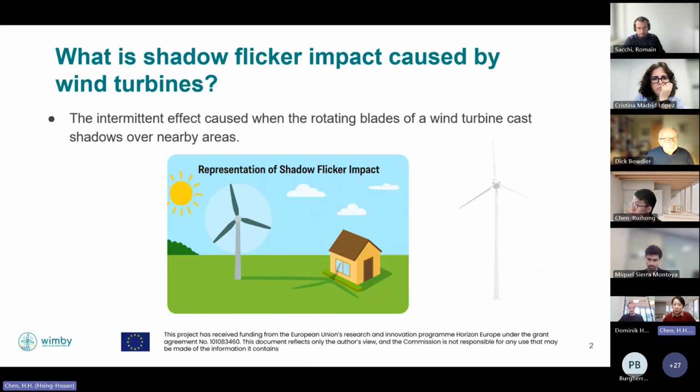What is shadow flicker impact caused by wind turbines? This is the intermittent effect caused when the rotating blades of the wind turbine cast a shadow because of the sun on the other side. Imagine the wind turbine here rotating, but then the shadow here will also be flickering. If you are living in this house, then that can be a noise.